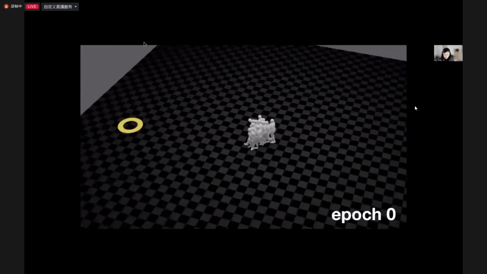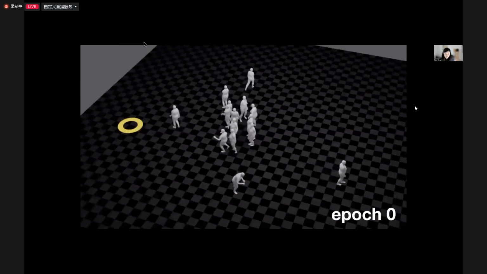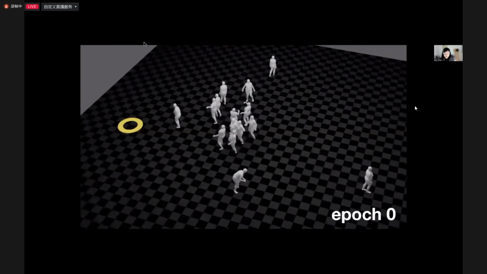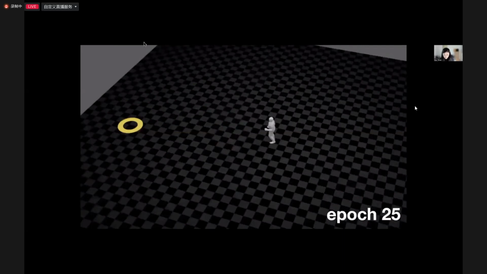And you can see at epoch 0, we don't really have a policy network to predict this action Z, and our motion model completely ignores the waypoints, right? All the virtual humans just randomly walk in this 3D environment.